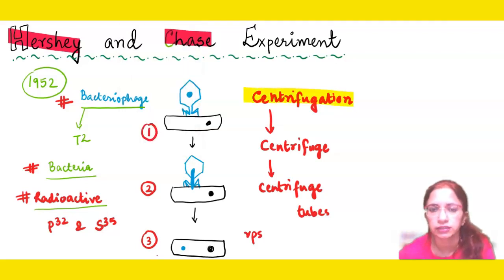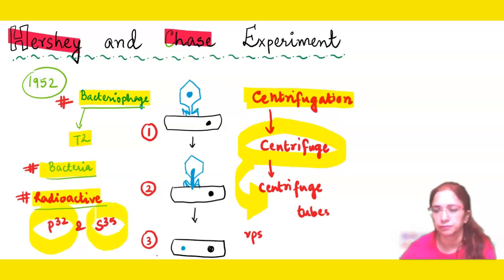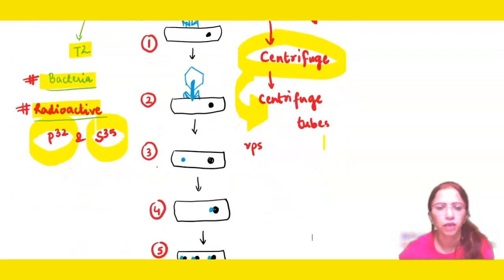This is the name of the process. This is the name of the instrument, and this instrument uses centrifuge tubes. Okay, and we have already discussed bacteriophage T2, bacteria, radioactive isotopes P32 and S35. This was our basic requirement. Let's proceed.